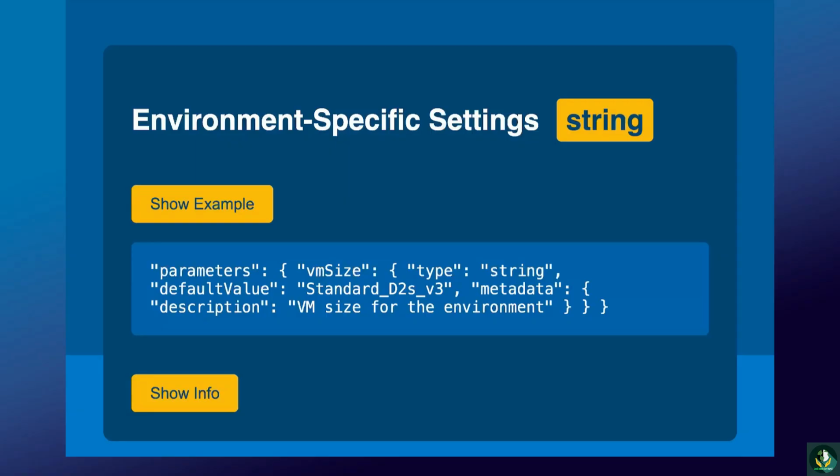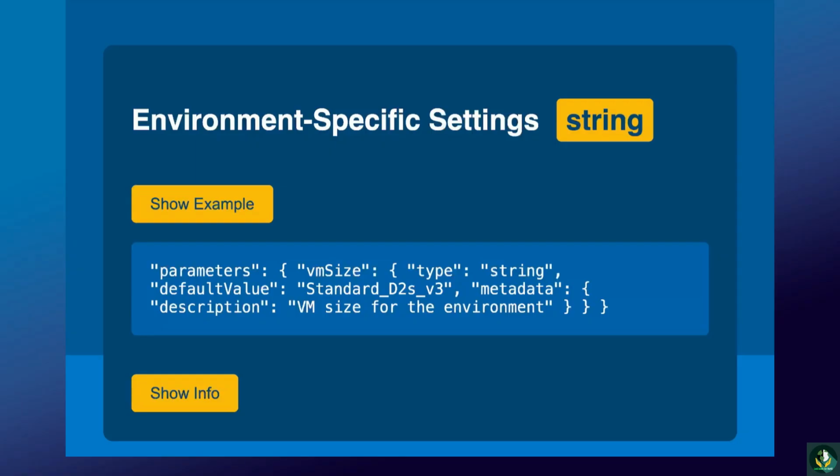We also include a clear description here. The metadata parameter field includes a description that explains the purpose of the parameter. It provides clarity for users who may not be familiar with the template, and helps users understand what values to provide, for example, a valid VM size. And it also improves maintainability by documenting the parameter's purpose.